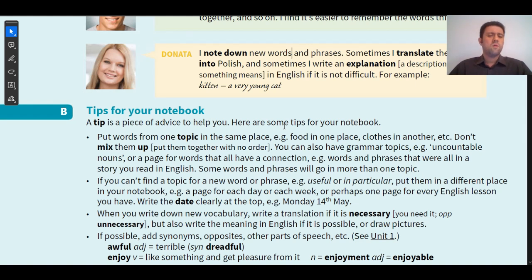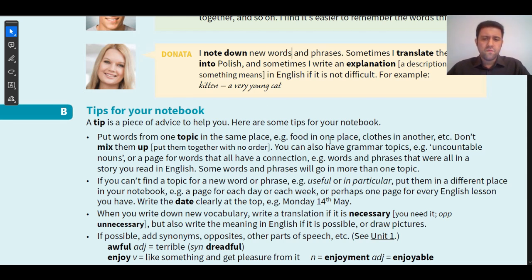The first one: put words from one topic in the same place. As I said, you need to categorize the words. So here it says that you need to categorize the vocabulary into groups which are related to each other. As an example, as I said, you can write the vocabulary which is related to cars into one category. In this way, you can memorize the vocabulary in a much easier way.